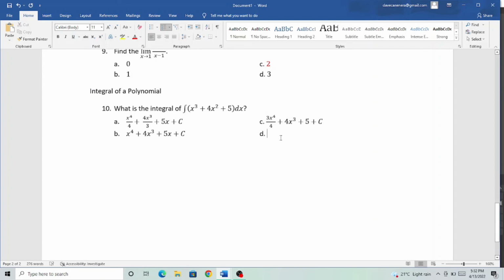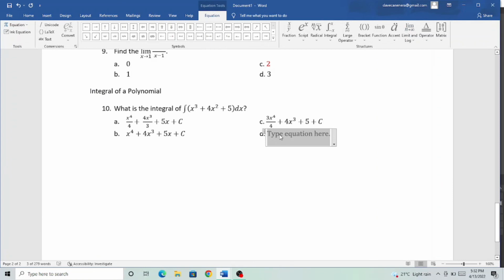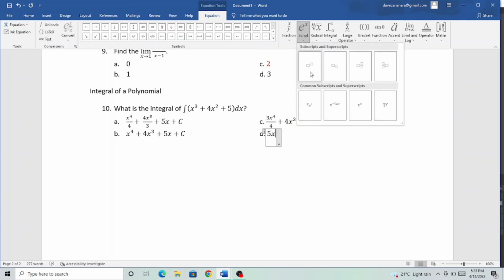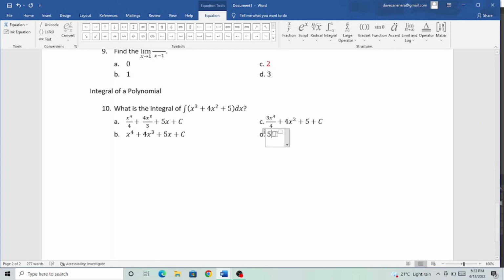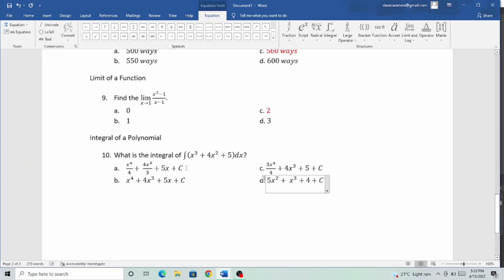What do you think? Let's say 5x squared plus x cubed plus 4 plus c. So let's highlight our correct answer, which is letter A.